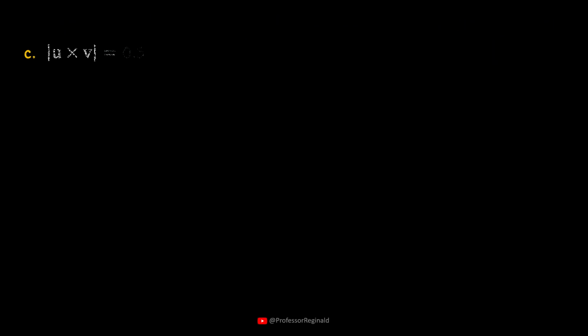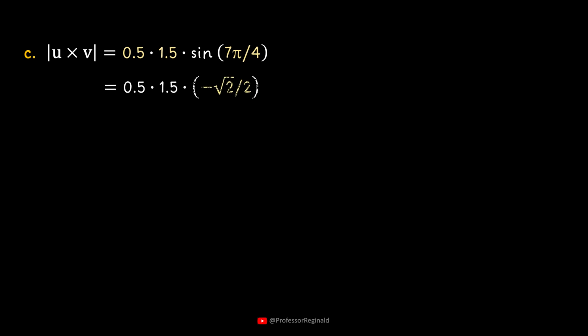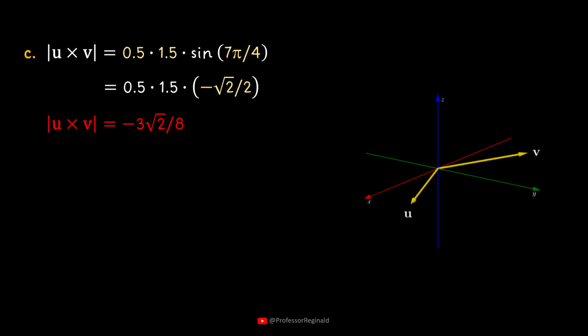C. Substitute the norm of each vector and the angle measure between the two vectors. But this leads to a dubious answer, a negative number, which is not possible as the norm of a vector. Suppose this is the graph of the two vectors. The given angle is the larger angle between the two vectors. Note that the exact components of u and v are not given, and only their magnitudes and the angle between them. So this graph is just one of many possible graphs of u and v.